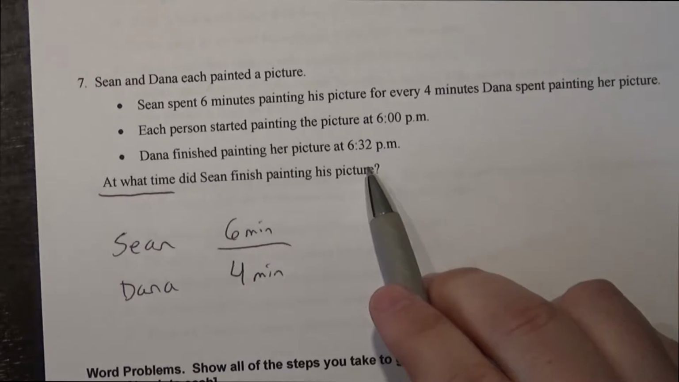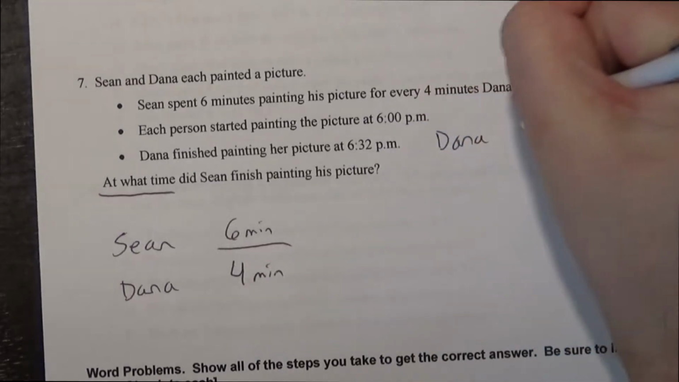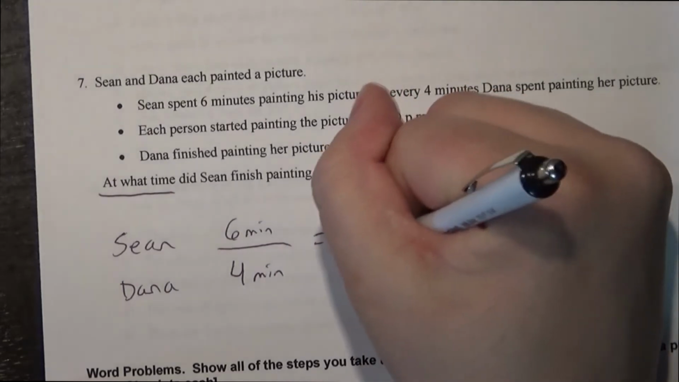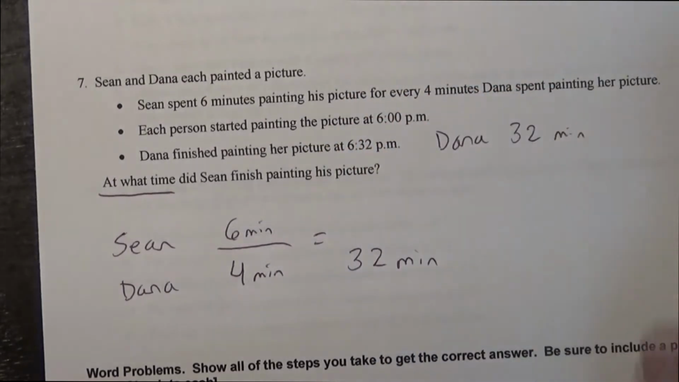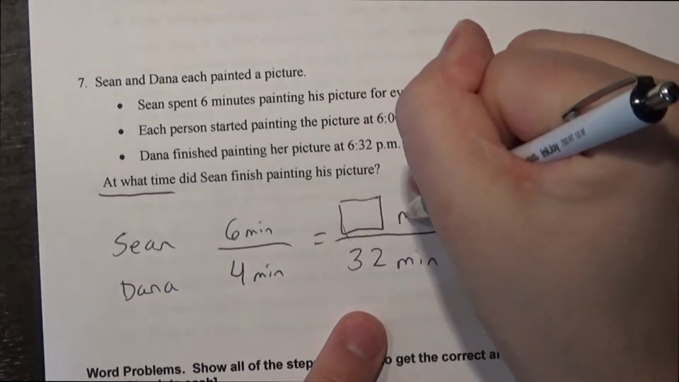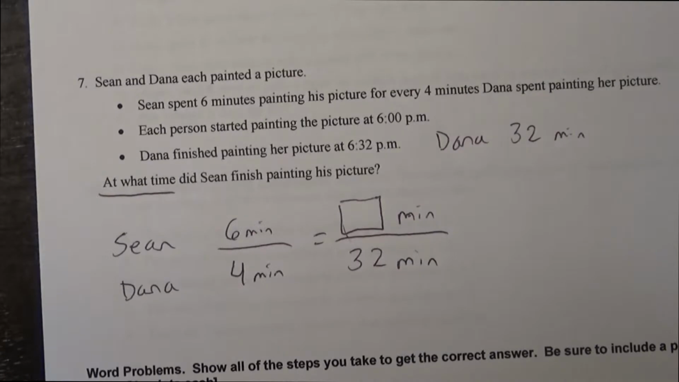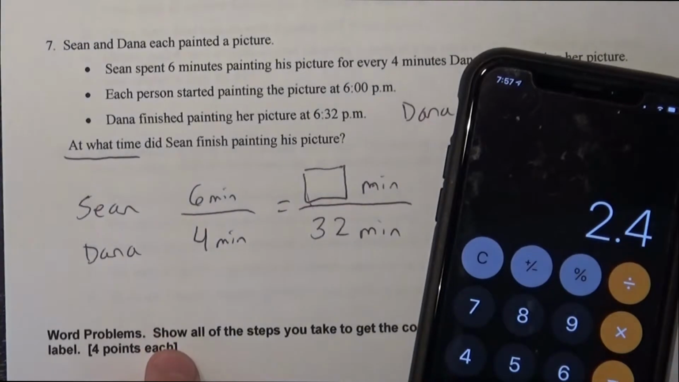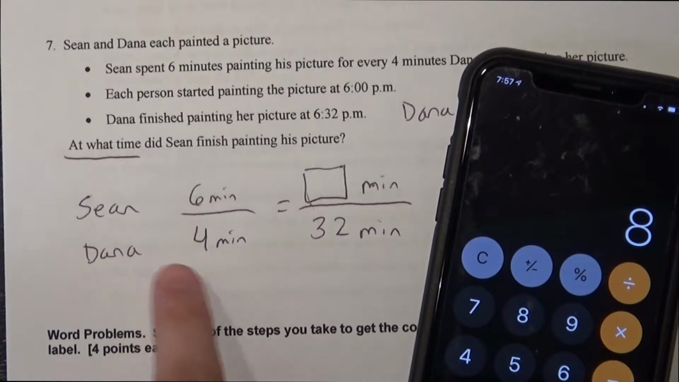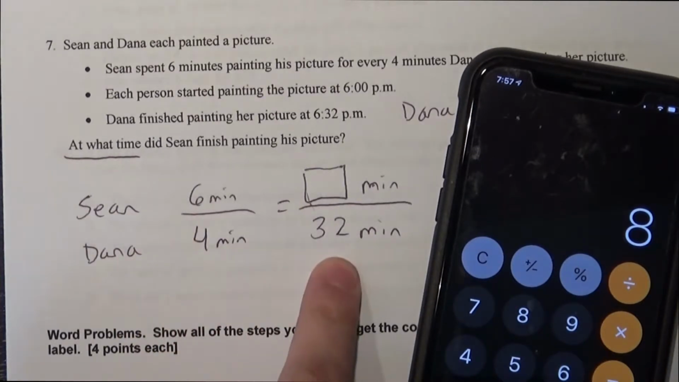She finished at 6:32. It takes Dana 32 minutes to paint her pictures, right? So I'm going to make an equivalent ratio where Dana takes 32 minutes. If that's the case, I need to figure out how many minutes it took Sean to paint his pictures. All right, so it's just an equivalent ratio. With my calculator, I could take 32 divided by 4 and figure out my answer here is 8, which means 4 times 8 equals 32. That's math we probably should have known.